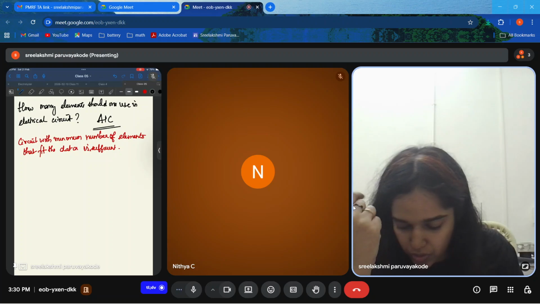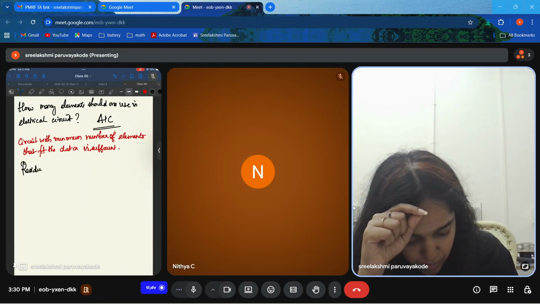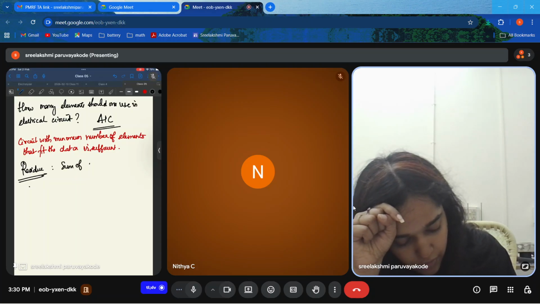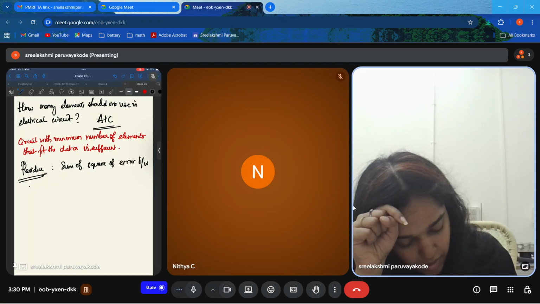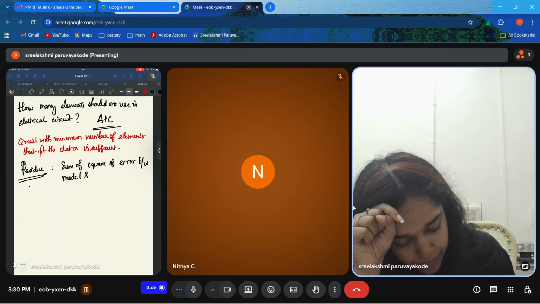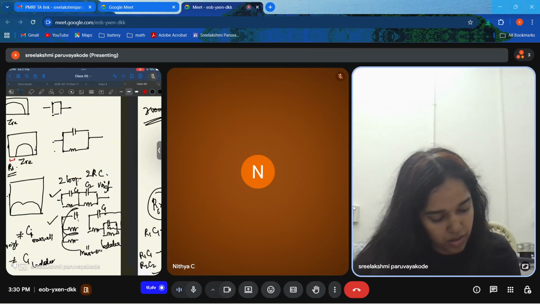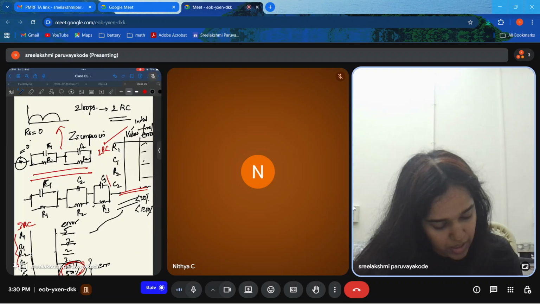Okay. So you can identify this by calculating the residue. What is residue? Sum of square of error between model and experimental value. As I had shown here, you keep on adding more elements, you see that the error is very high.